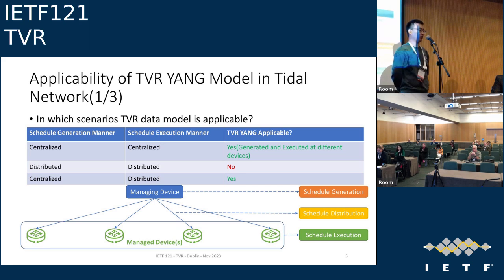So I list all the possible combinations here, and the result is that the TVR model is applicable only when the schedule is centralized generation and distributed execution, or centralized generation and centralized execution but not on the same device. So next page.